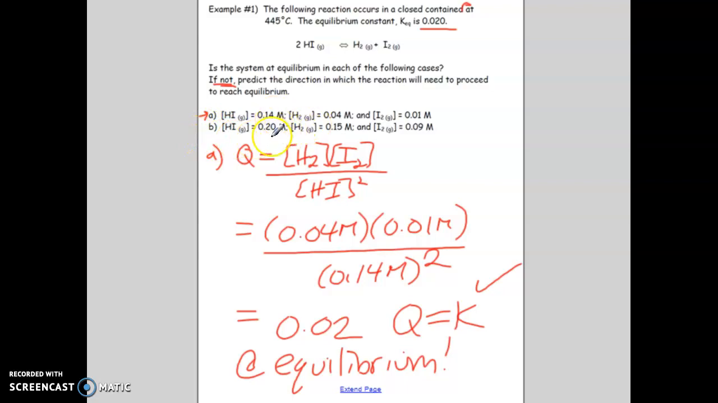Okay, so pause the video here and try out B. Obviously you can see the concentrations are different. So it's safe to say that it's not going to be at equilibrium. But calculate Q to prove that and then indicate the shift.